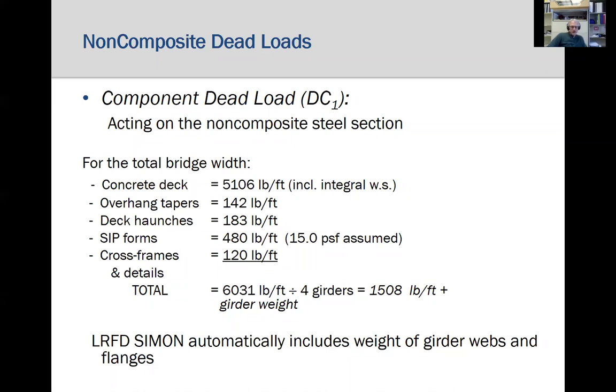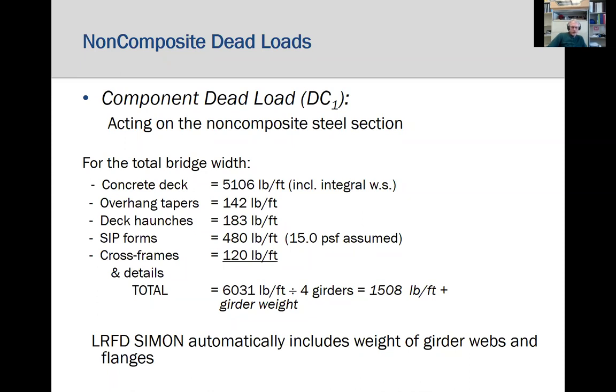In this case, the DC1 loads include the weight of the concrete deck, including that sacrificial wearing surface, the weight of the tapers in the deck overhangs, the weight of the deck haunches, and stay-in-place forms, which are assumed to weigh 15 pounds per square foot, and an assumed weight for the cross frames and details. Note that these weights are computed for the total bridge width and are then divided equally to the four girders in the cross section, resulting in a uniform load on each girder of 1,508 pounds per foot.